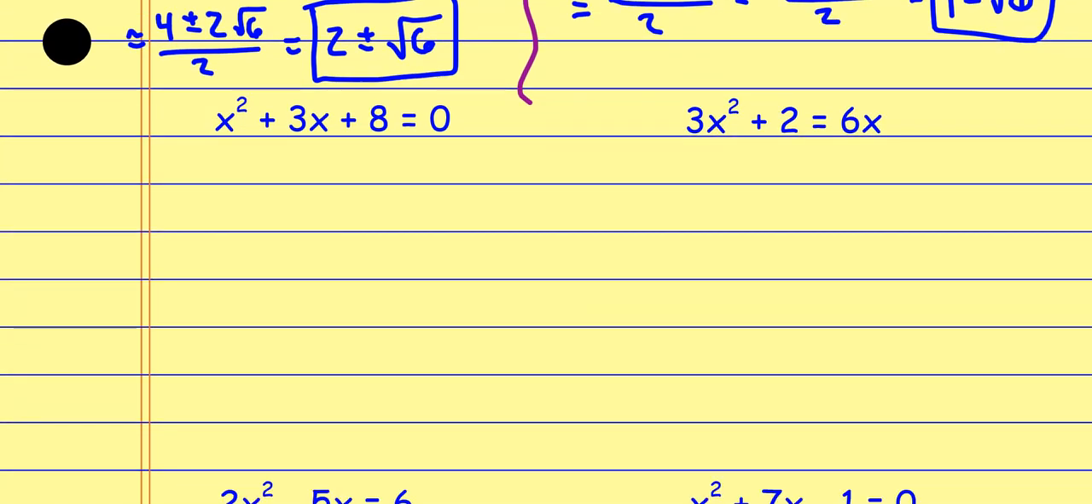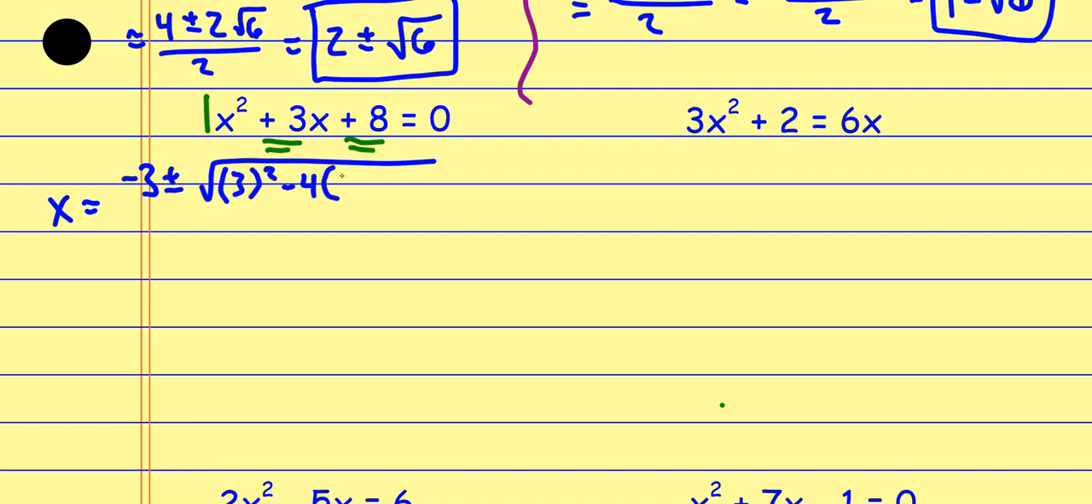If I look at this guy, same kind of thing. I can see a, b, and c. It's equal to 0, so it's in that proper format. So now I go right to the quadratic formula. x equals the opposite of b. See, this time, a is a 1, b is a positive 3, and c is a positive 8. All right, so the opposite of b would be a negative 3, plus or minus the square root of b squared, so 3 squared minus 4 times a, which is 1, times c, which is an 8, all over 2 times 1.